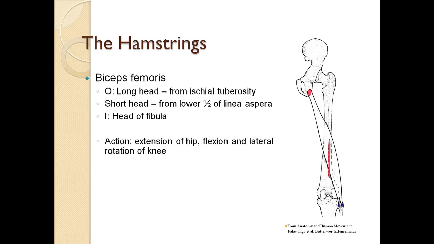The actions of biceps femoris are to produce extension of the hip and to assist with flexion of the knee, but this time it produces lateral rotation of the flexed knee. An understanding of the different action of the medial hamstrings versus the lateral hamstring is important for a clinical diagnosis when the hamstring muscles get torn.